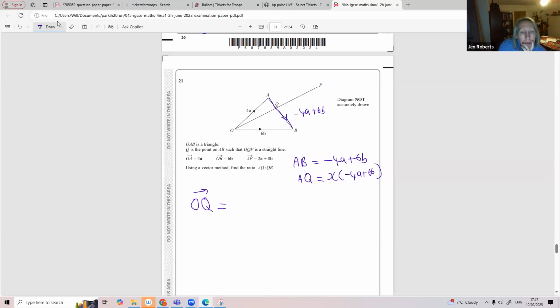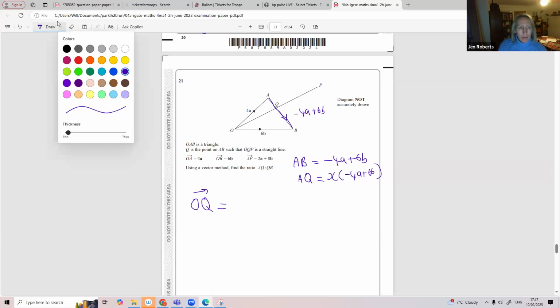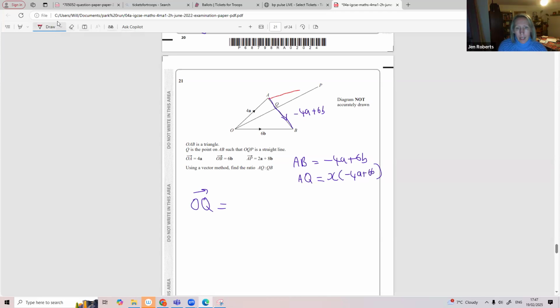How can I get OQ? Well, it's part way along OP, isn't it? So I get OP as well. Right, let's get OP because we are told A to P. Let me change the colour. A to P is 2A plus 8B. So what's O to P? Hang on, I'm going to get rid of this because I want to use that for this actually. Sorry. So O to P is 4A, add 2A, add 8B, simplifies to 6A plus 8B.